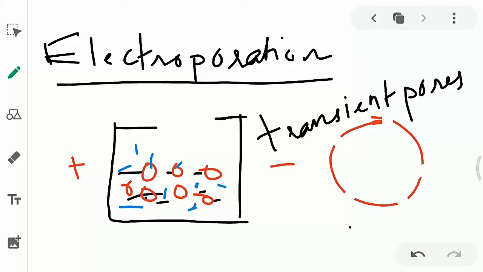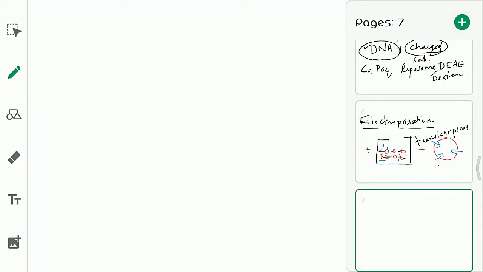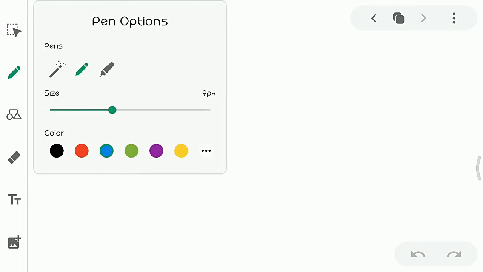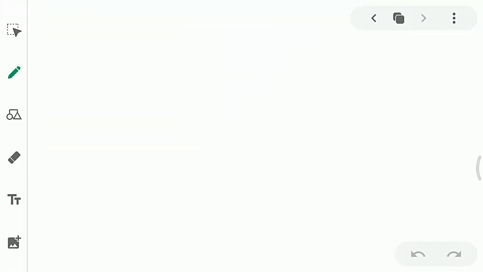So electroporation is a method of gene transfer where cells are kept in a chamber and given a mild electric shock. When we are giving a mild electric shock, there is formation of transient pores through which your rDNA can enter. Okay, moving on to the next, that is microinjection.